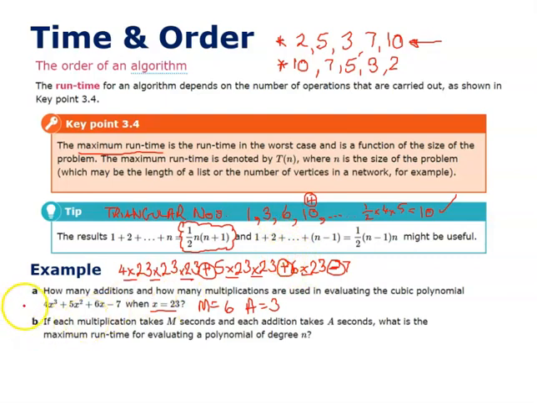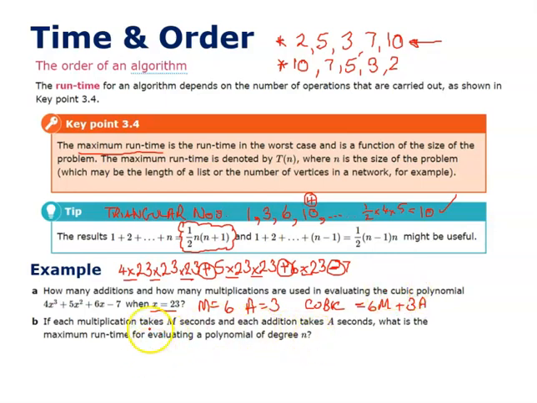Bear in mind, this is a cubic, so this is of order 3 or degree 3, depending on how you want to describe it. But with my cubic polynomial, I had 6 multiplications plus 3 additions.